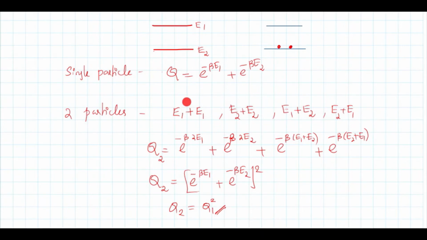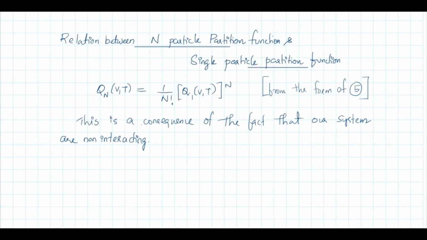Suppose there is interaction between particle 1 and particle 2. Then beyond this energy E1 plus E1, E2 plus E2, there will be some interaction term E1,2. So this will not be like this in the case of interacting systems. If there is interaction, it is not possible to write Q2 as Q1 square. So as a consequence of the non-interacting assumption, we can write the n particle partition function as this.